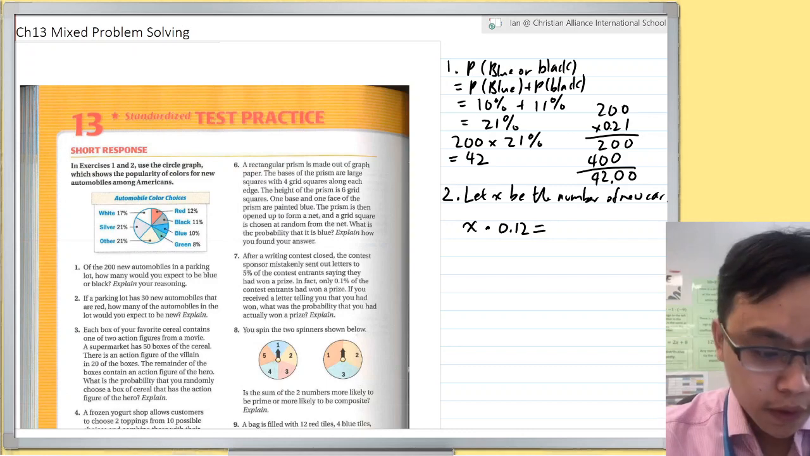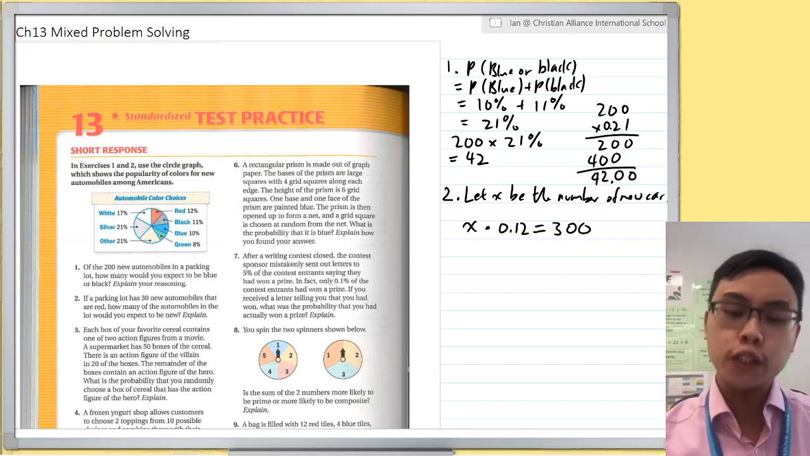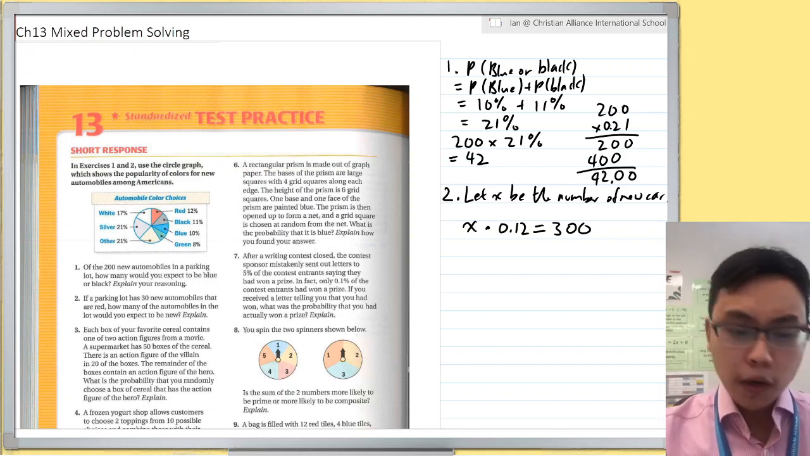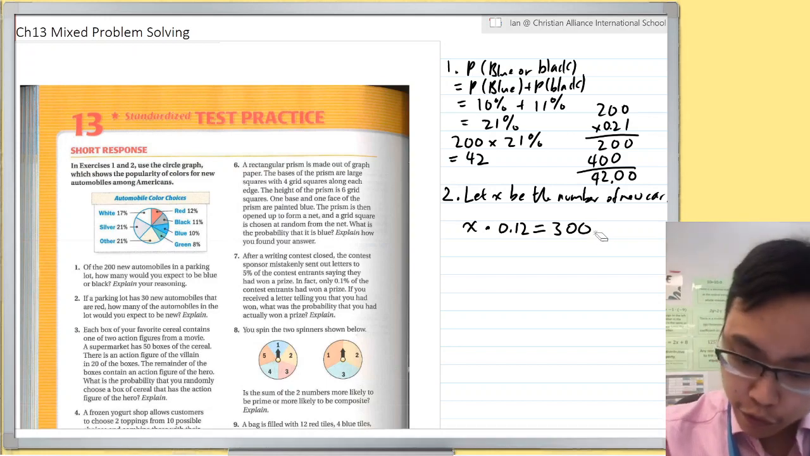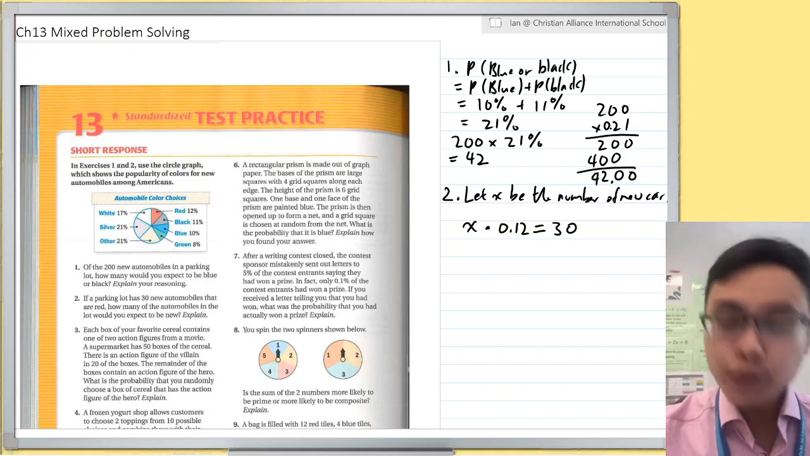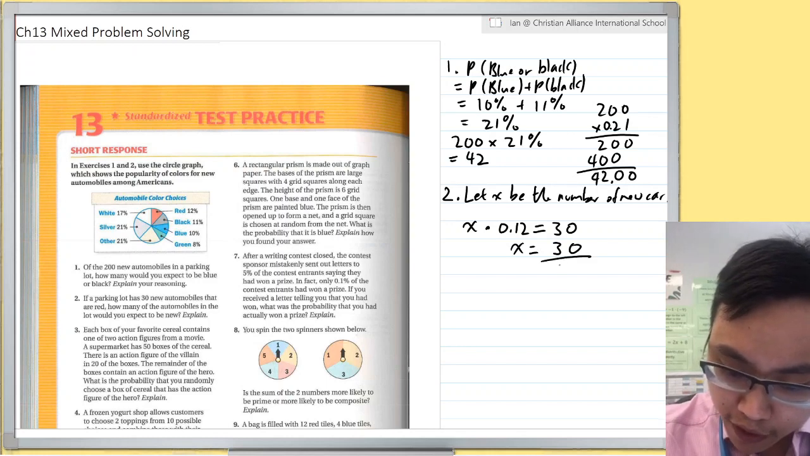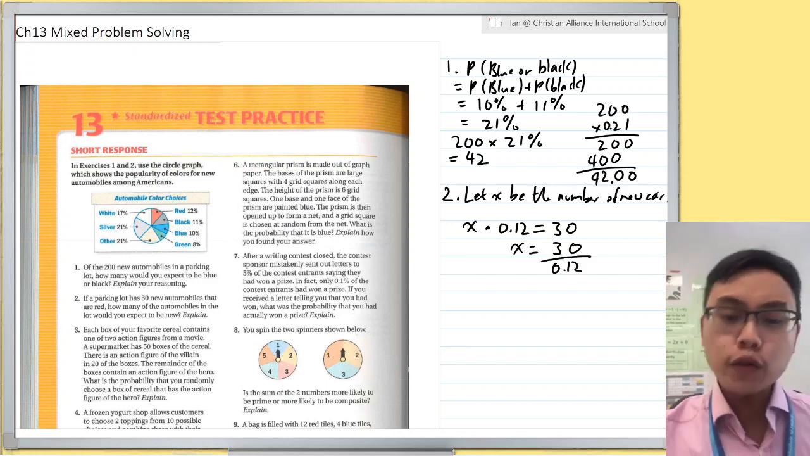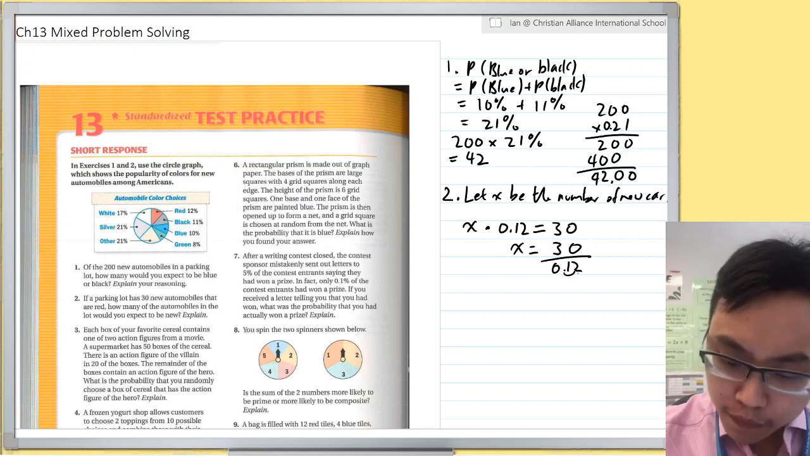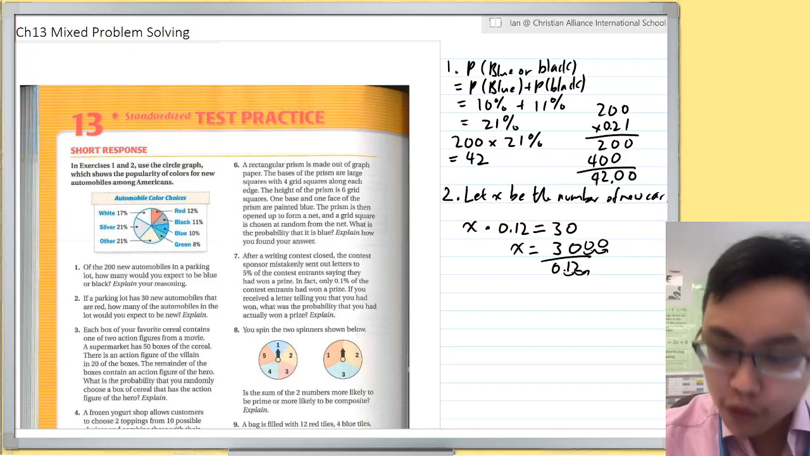is equal to 30. Make sure we understand how to set up an equation. The number of new cars multiplied by the percentage that are red, which is 12%, will give us 30 new cars, not 300. I wrote the wrong number there. Now we just have to find X. X is equal to 30 divided by 0.12. In order to find this, all I have to do is move the decimal 2 places, and I can move the decimal 2 more places over here. So that will be equal to 3,000 over 12.